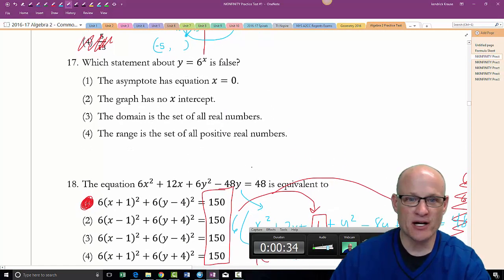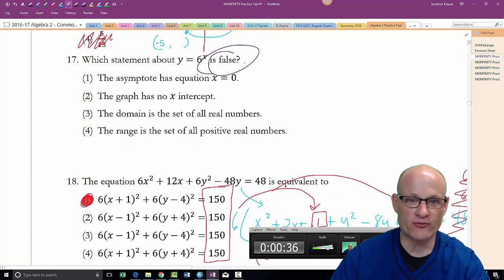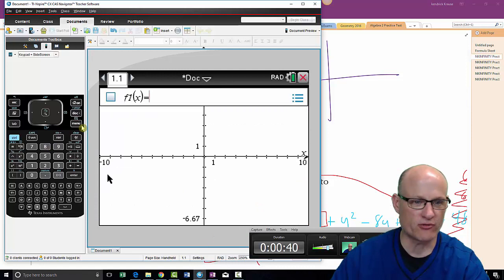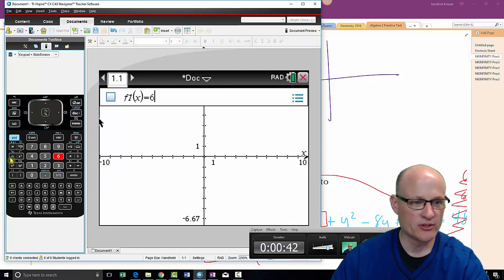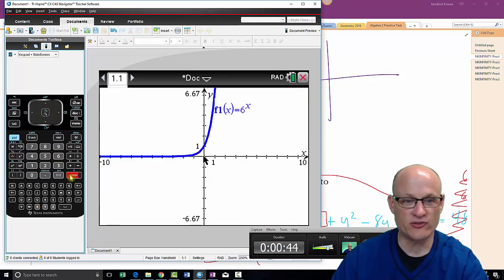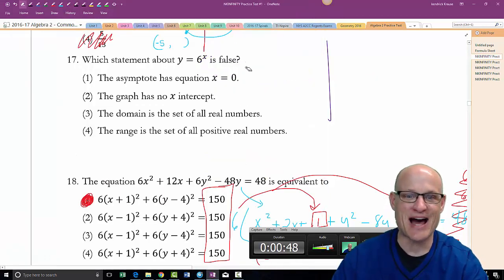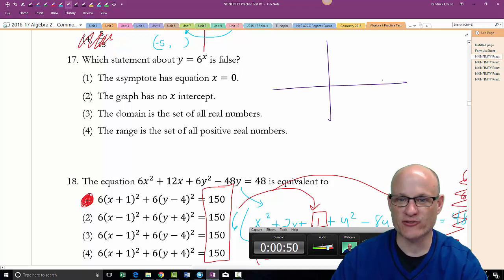So anyway, we're looking for the one that's false. So what we're going to do is we're going to graph this thing. Let me show you what it looks like real quick. You just graph 6 raised to the x. It's a very steep exponential curve. So we're looking for the one that is not true. So let me sketch this one. It looks like this. Goes to the point 0, and goes really steep up.